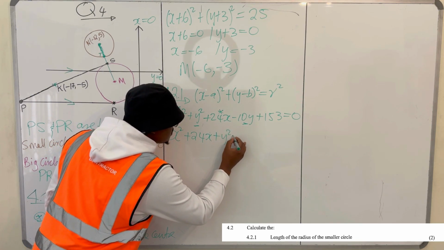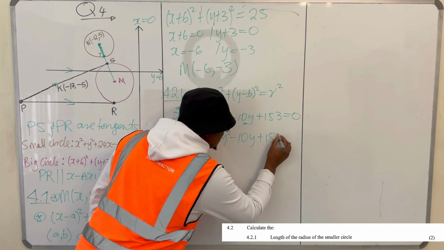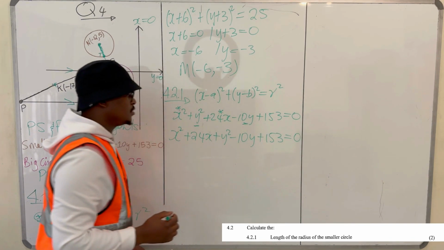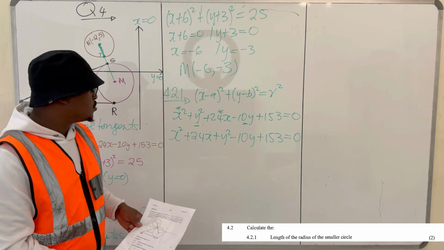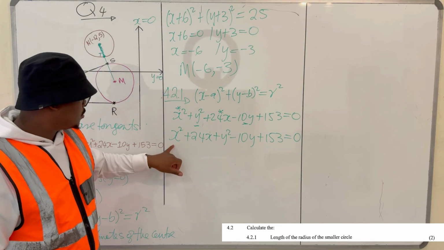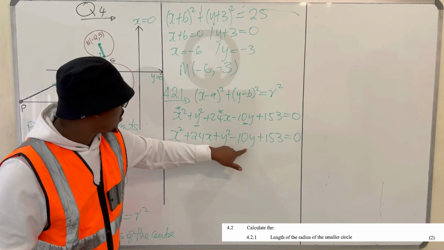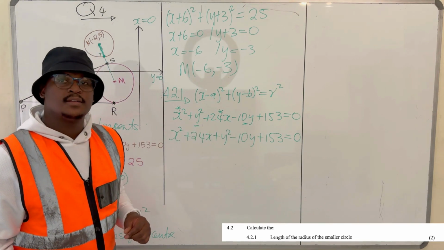plus y squared minus 10y plus 153 is equal to 0. So that's the first thing that you need to do. You need to rearrange or regroup these things. So x squared and 24x, y squared and minus 10y.